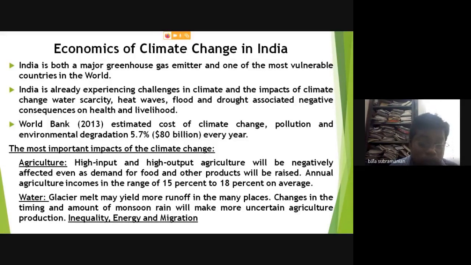So here is another big issue. As a big developing country like India, how is climate change creating inequality in the society? So this is an economic concept. So how do we measure the inequalities?